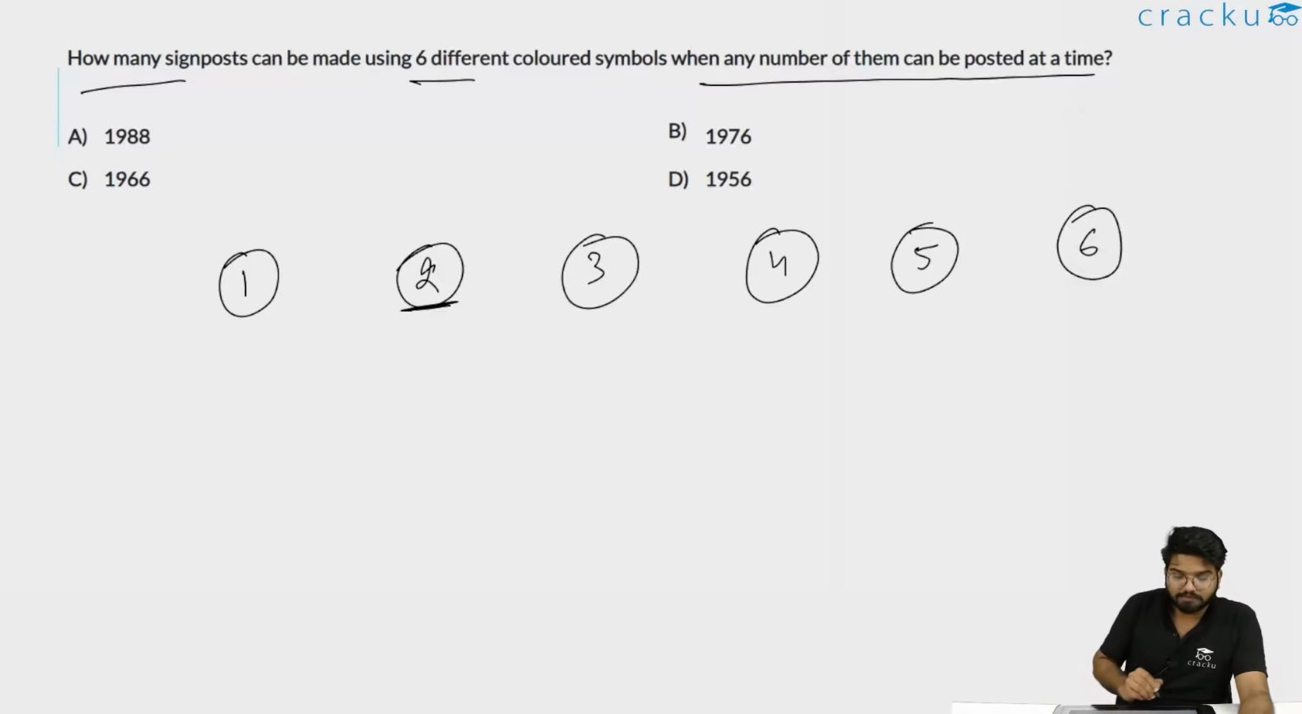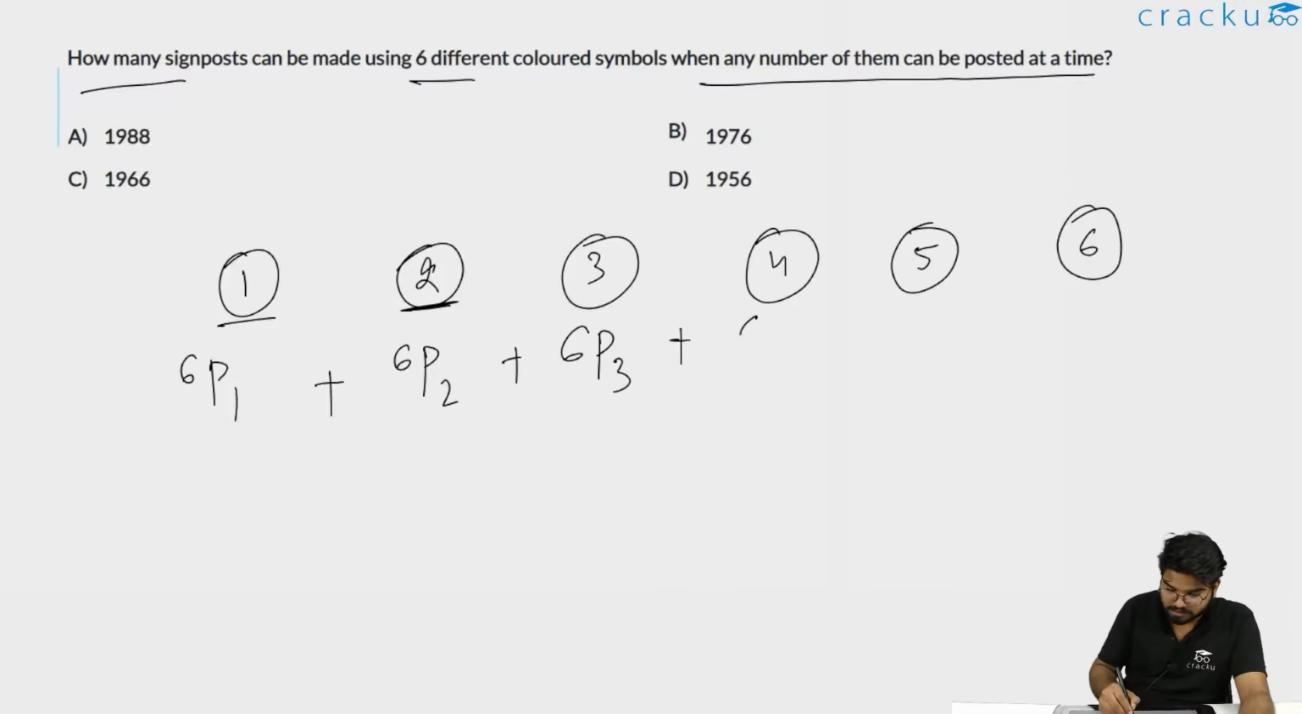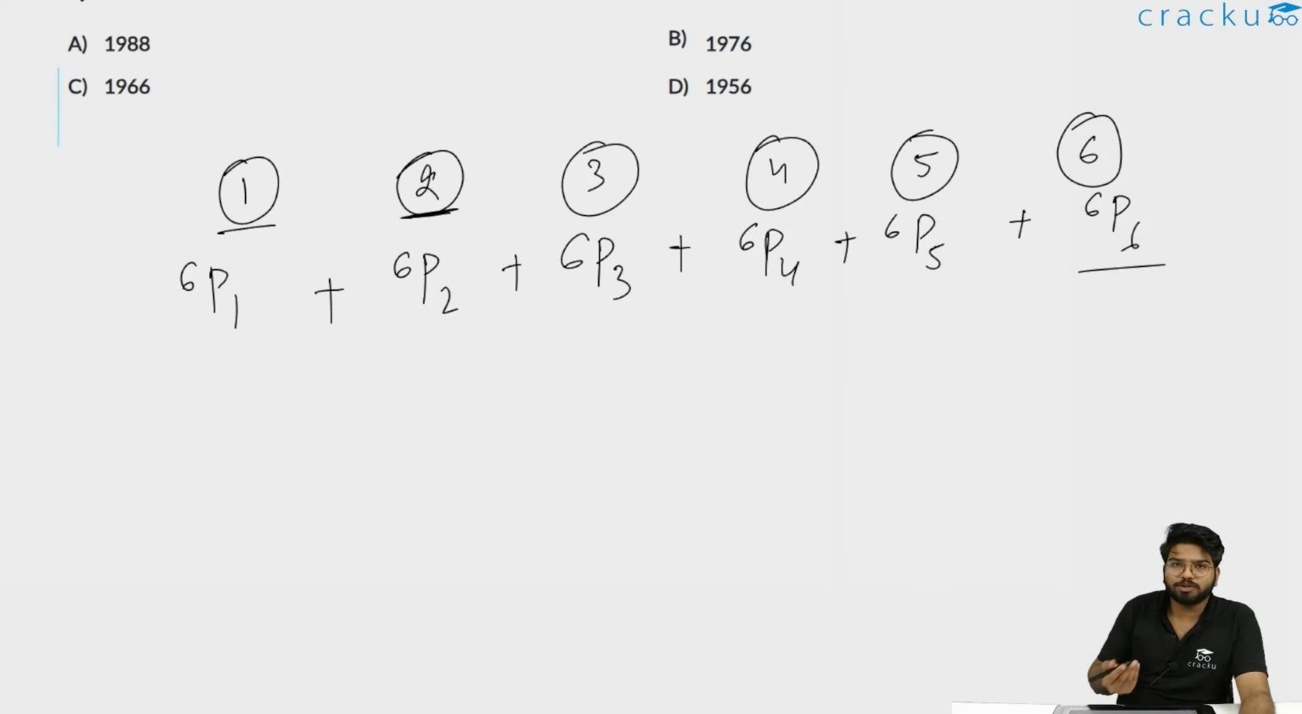We know that there are 6 different symbols. In how many ways can I arrange them in 1 way? This is possible in 6P1. Plus, there is another case if I am making the signpost with 2 symbols. First I will select and then I will arrange them also. This is possible in 6P2 ways. Similarly, with 3 symbols, selecting and arranging them, 6P3, and so on. That is 6P4, 6P5 and 6P6.